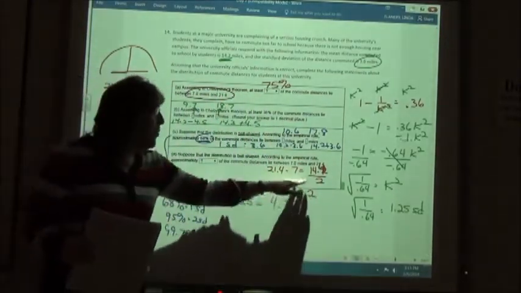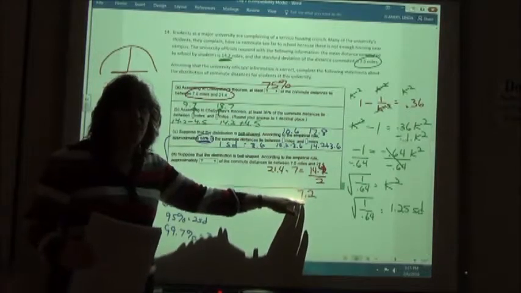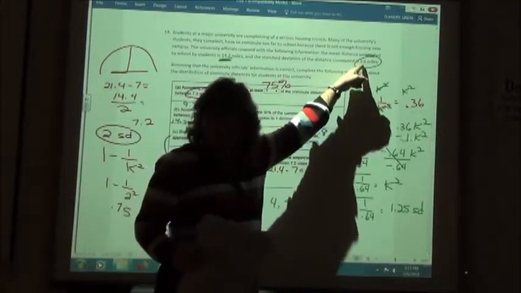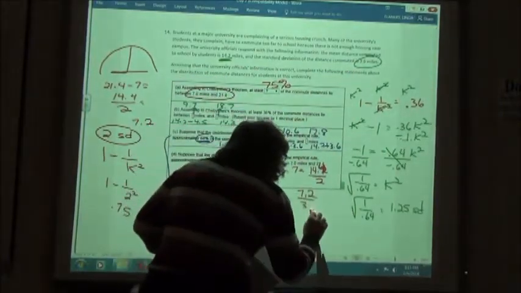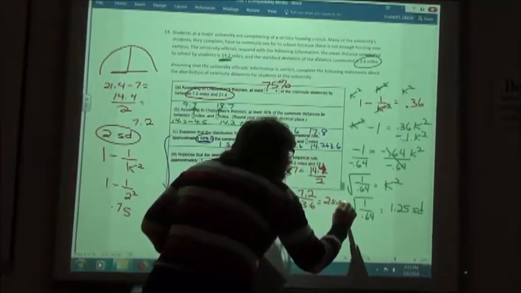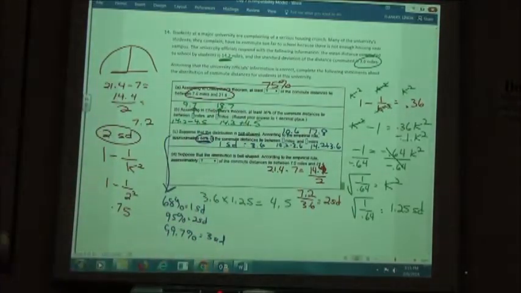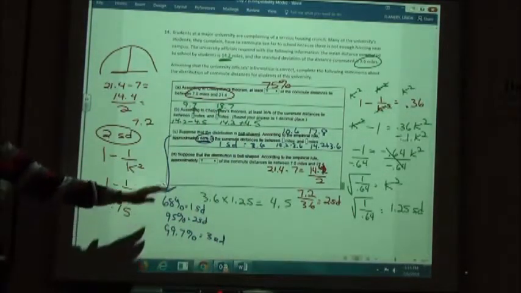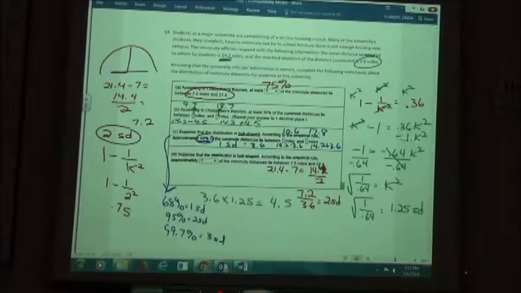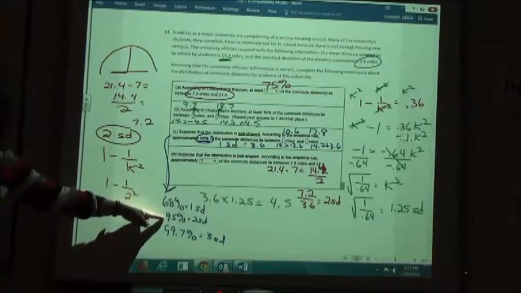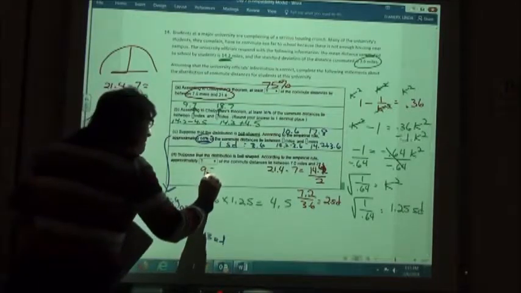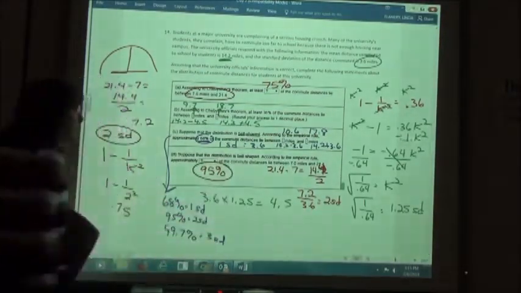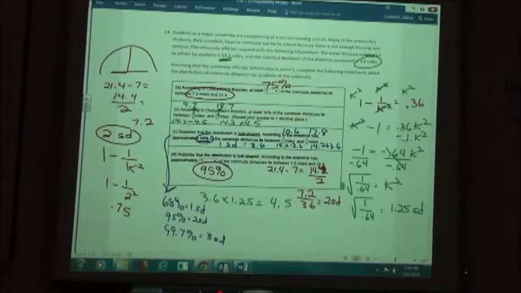7.2 is how many standard deviations away? 2. Since one standard deviation is 3.6, if I divide that by 3.6, I get 2 standard deviations. According to the empirical rule, what percent lie within 2 standard deviations? 95, right? 95% will lie within my 2 standard deviations.